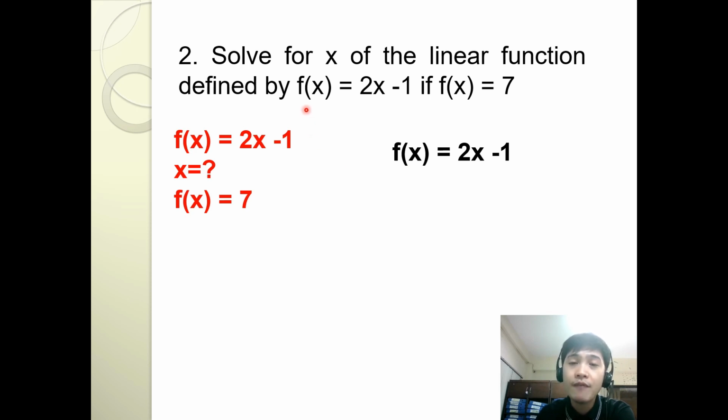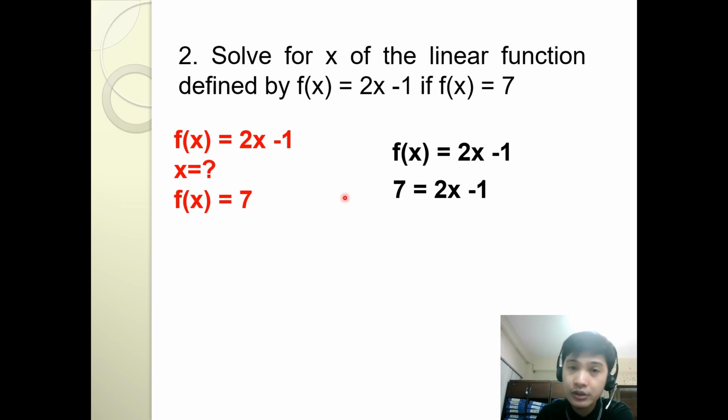Now, if f of x is equal to 2x minus 1, and our f of x has a numerical value of 7, then we can say that 7 is equal to 2x minus 1. Now, just like what we did a while ago, hindi naman po natin pwede i-combine si negative 1 with 2x kasi sila po ay unlike terms. Pero si negative 1 at positive 7 ay pwede.